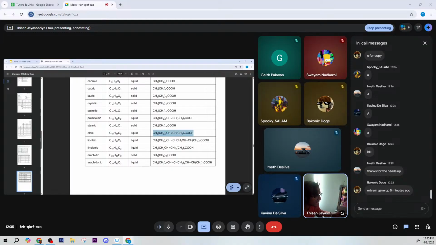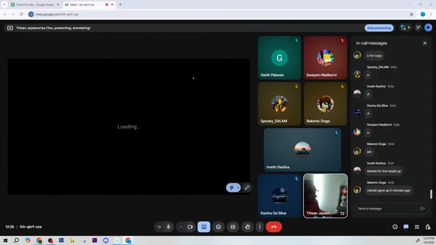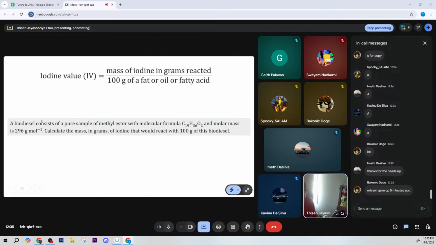And oleic acid has 1 double bond. So let's go back in here. We know we're dealing with oleic acid. Now, oleic acid has 1 double bond, which means that only 1 iodine is required to react with it, yeah? So we have 1 double bond and 1 iodine is required to react with it, yeah? So that means there's a 1-to-1 molar ratio here. Any questions about that so far? So 1 double bond means 1 iodine is going to react with it.